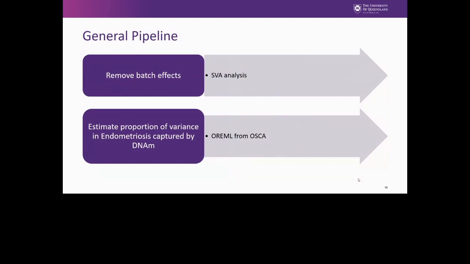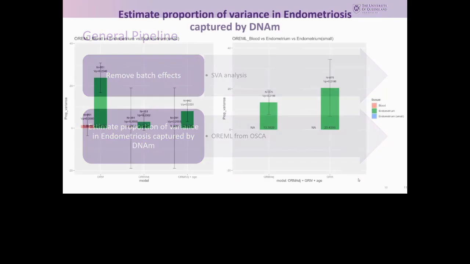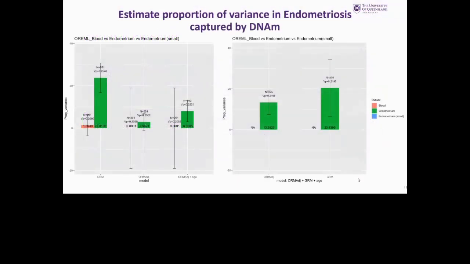After we QC our DNA methylation data, we remove batch effects using SVA analysis. And before we proceed with calculating the score, we just want to make sure that DNA methylation from our samples can capture variants in endometriosis. And we estimate this by using the ORAMO model from the OSCAR software. So this is the results.